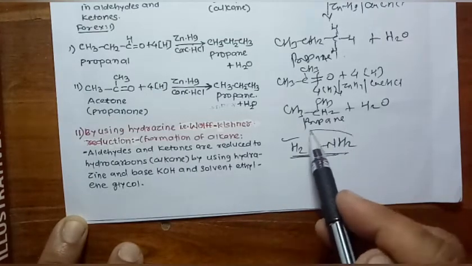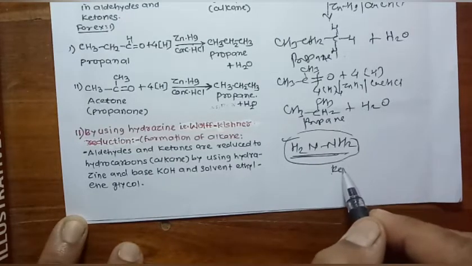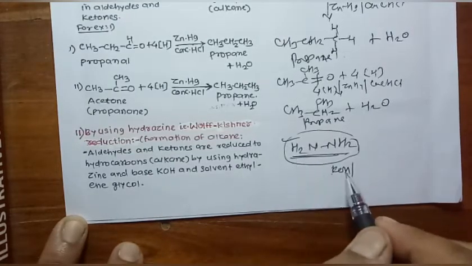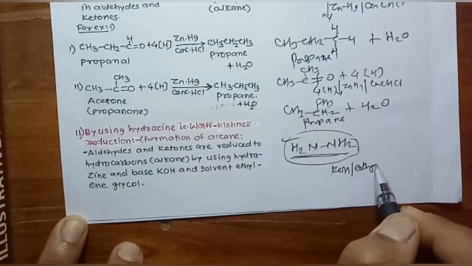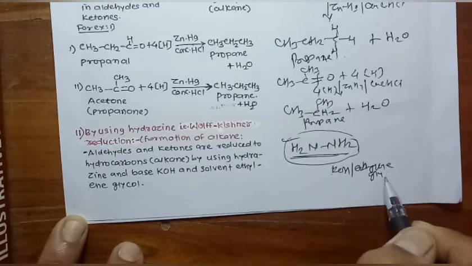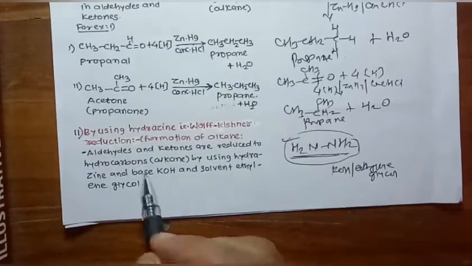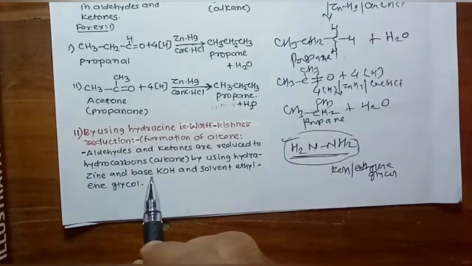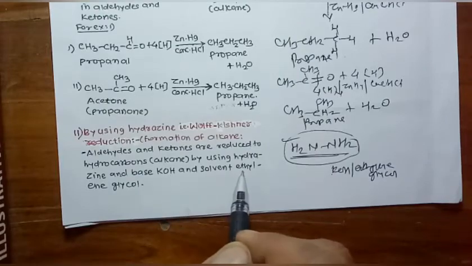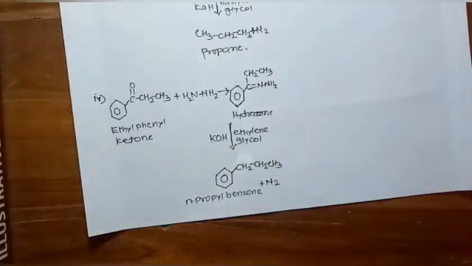In the first step we do the reaction with hydrazine, and then in the second step we do the reaction with alkali and ethylene glycol as a solvent. Ethylene glycol as a strong solvent. Aldehydes and ketones are reduced to hydrocarbons, that is alkanes, by using hydrazine and the base KOH and the solvent ethylene glycol. Now we will see an example.